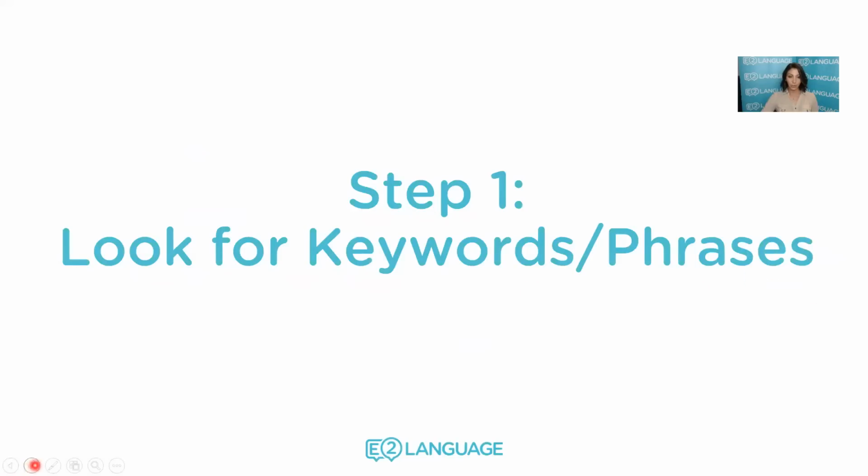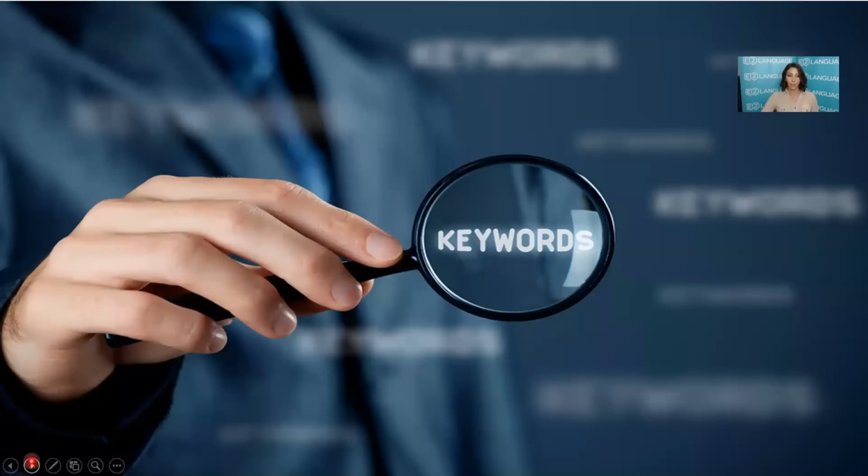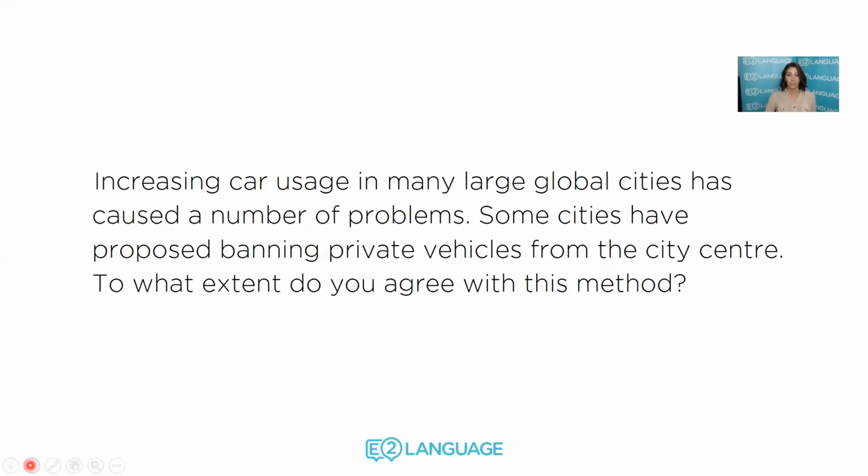So let's look at step 1. Look for keywords or phrases in the essay question. So what are keywords? Keywords are those words that really stand out in the question. Keywords are not prepositions, articles, joining words. Keywords are nouns and verbs. So what are the keywords in this essay question? Let's go through it together.